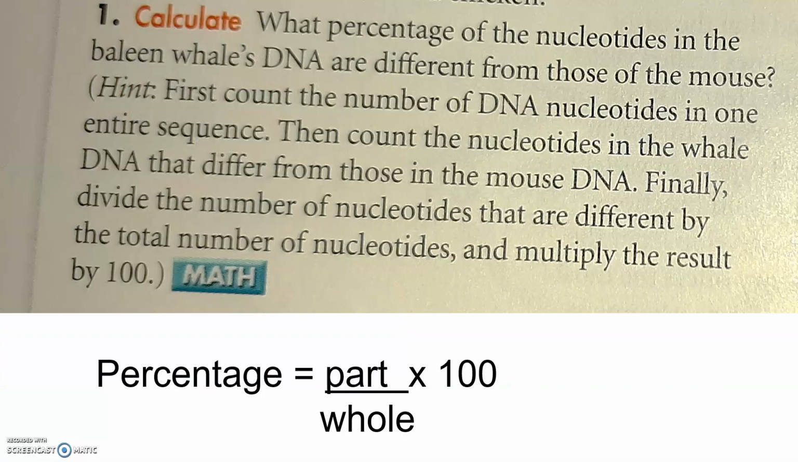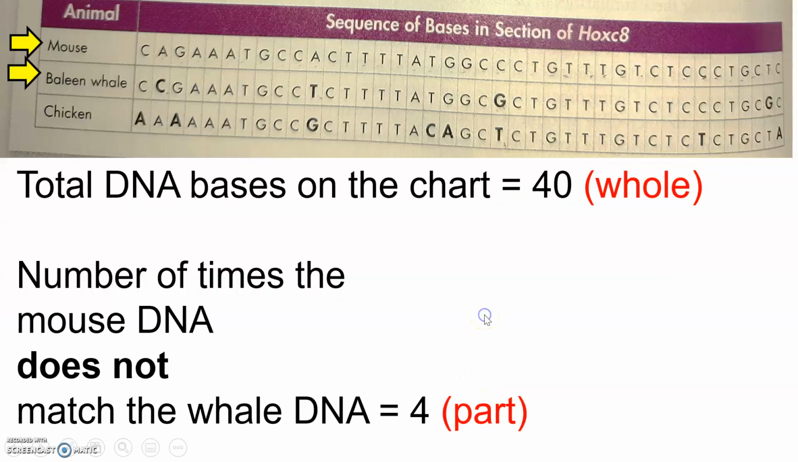Number 1, what percentage of the nucleotides in the baleen whale's DNA are different from those of the mouse? And it gives us a hint on how to do that. And this is our old trick from math class. To find the percentage, it's part divided by whole times 100. Part over whole. All right, let's see what that means. We look and we see the sequence of DNA for the mouse and for the baleen whale. We count all the way across, and we find that there's 40 of them. So total number is 40. That's going to be our whole.